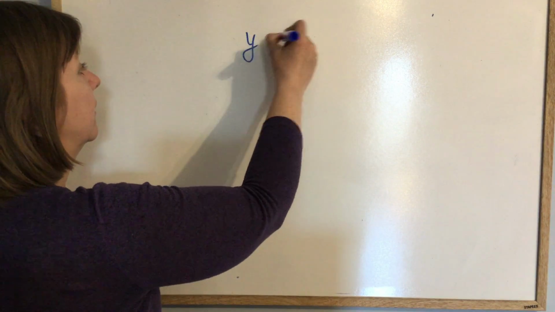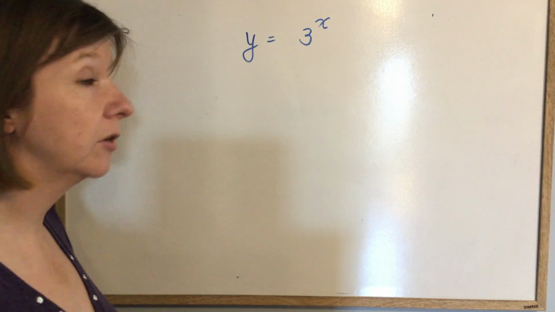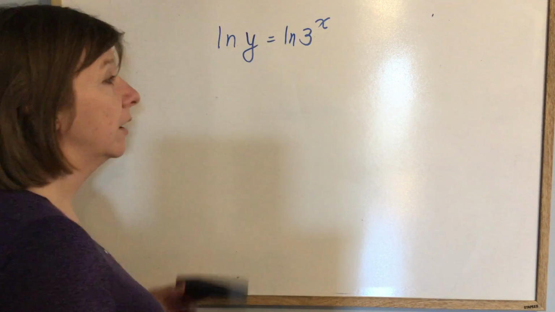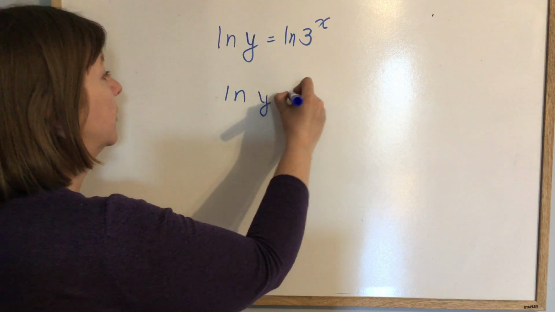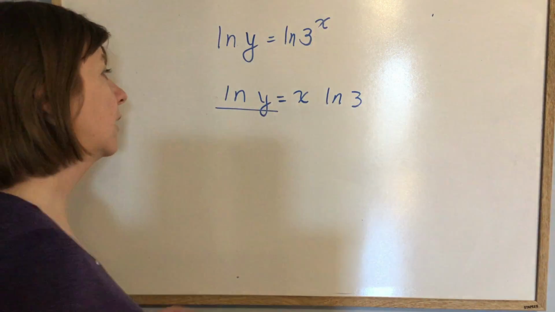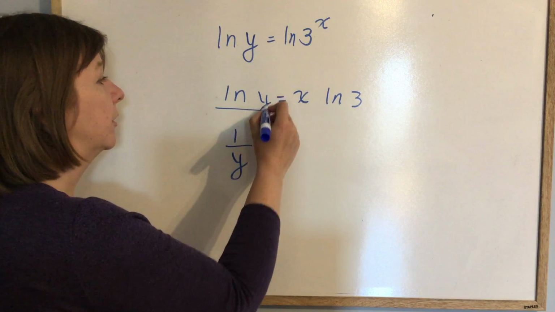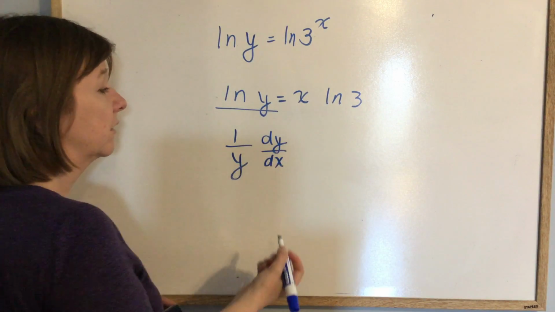1c is y is equal to 3 to the x. Okay, well that's already in exponential form. So I think I would take the ln of both sides, because I can. Use my power rule to bring the x down in front. So I have x ln 3. So on this side, the derivative of ln is 1 over y. But the derivative of y is dy over dx.